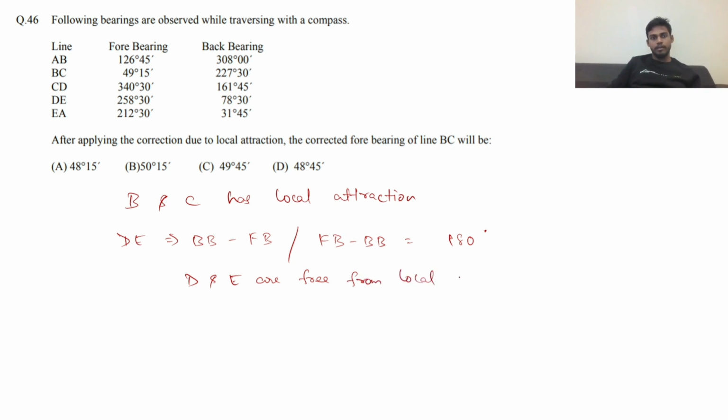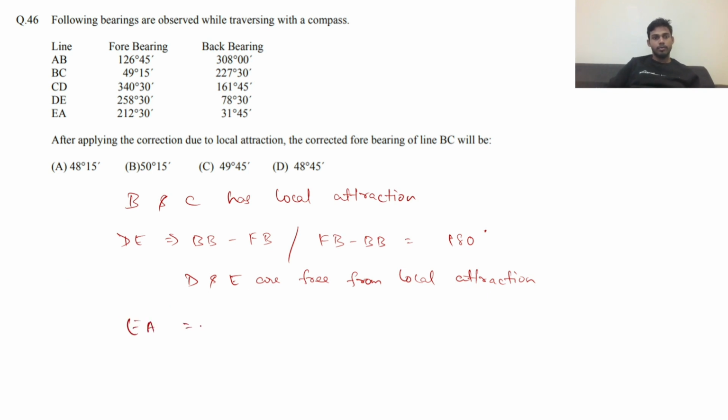Now look at EA. Look at the forward bearing and back bearing of the line EA. It is not equal to 180 degrees. So that means EA has some local attraction and we have to find that. As D and E are free from local attraction, EA is the correct bearing.